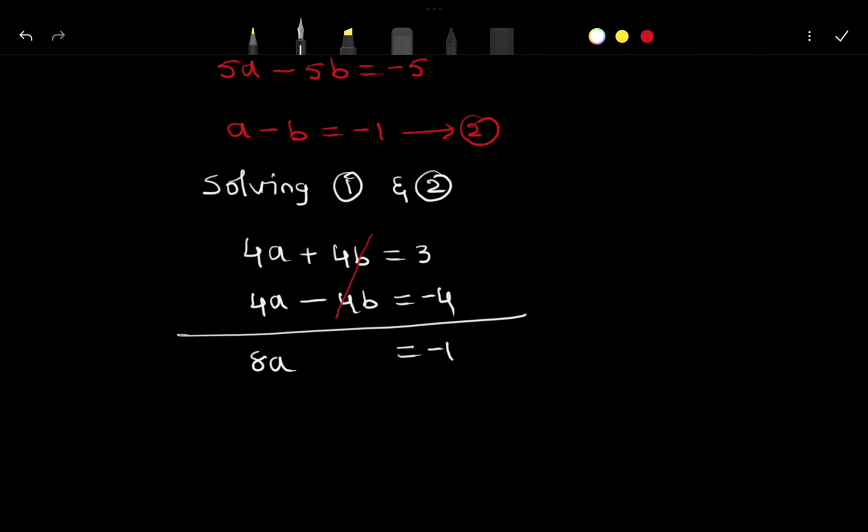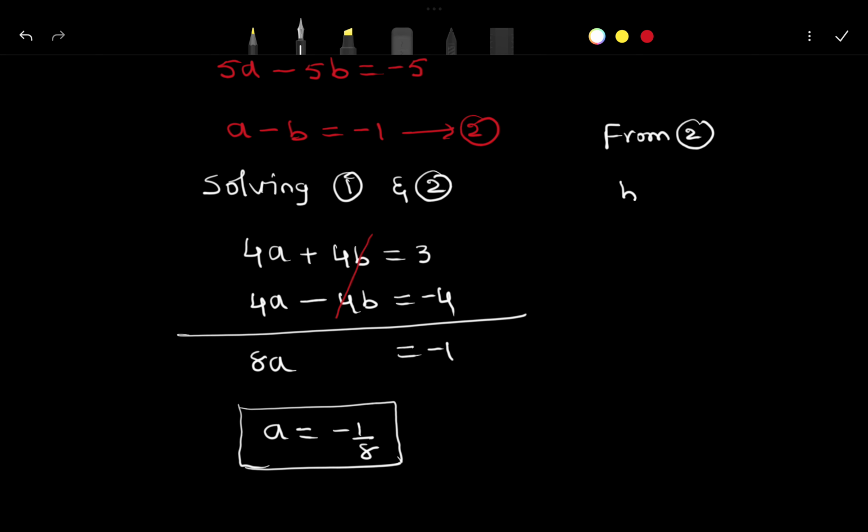So now from this, a is equal to this value, that is minus 1 by 8. I got that a is equal to minus 1 by 8. Put this value in equation 2. So from equation 2, what is that value?